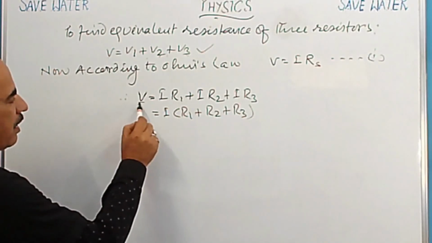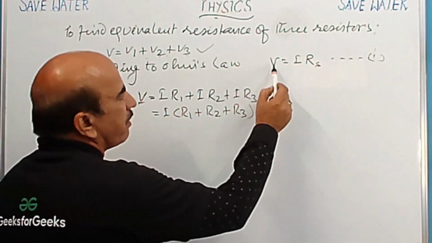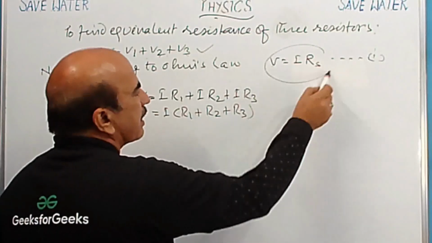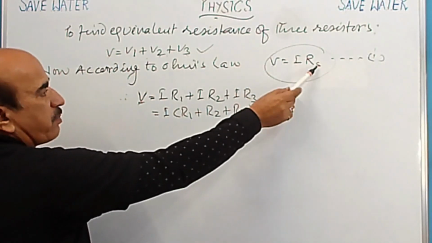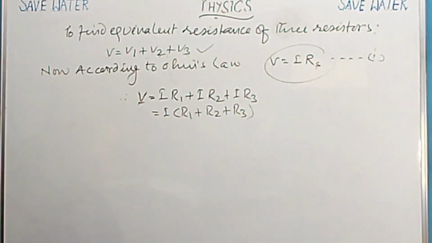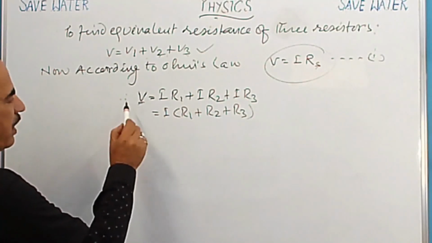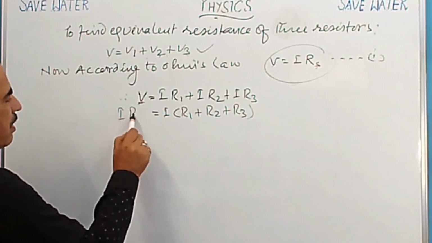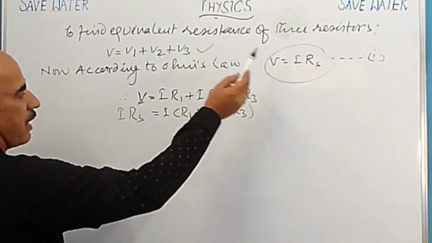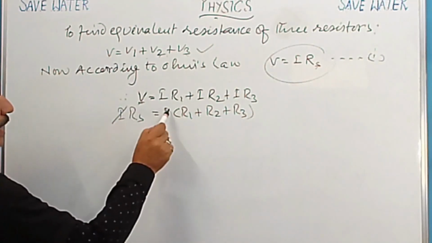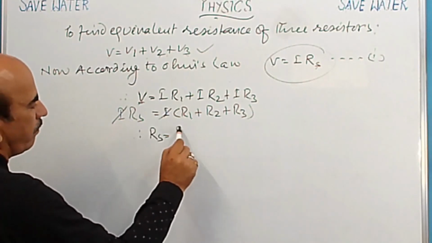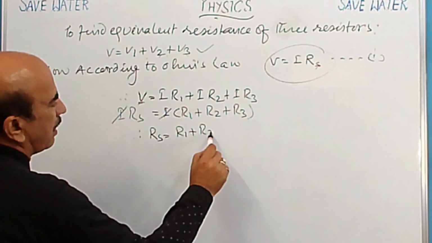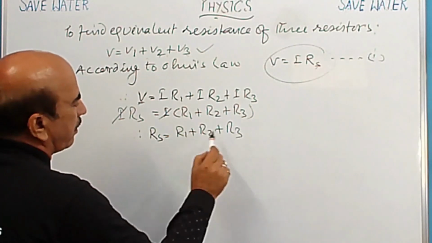And here in place of V, this is given V is equal to I RS. RS means equivalent resistance of series combination. S means series. So here in place of V, we can write down here I RS. Okay, from here. So देखिए इसमें I क्या है? Cancel हो गया. Therefore, what do we get? RS is equal to R1 plus R2 plus R3.